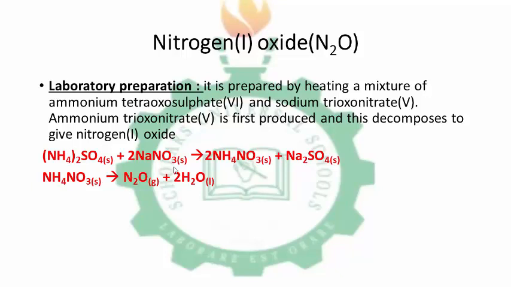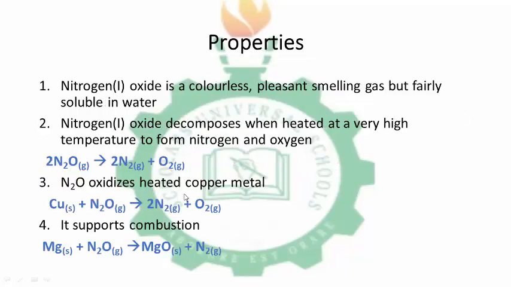Now nitrogen 1 oxide is prepared in the lab by the action of heat on ammonium trioxonitrate 5 salt. But the ammonium trioxonitrate 5 salt is first prepared by the action of heat on a mixture of ammonium tetrasulfate 6 salt and sodium trioxonitrate 5 salt. Now the ammonium tetrasulfate 6 salt reacts with the sodium trioxonitrate 5 salt, and the mixture is heated to form the ammonium trioxonitrate 5 salt. Now this ammonium trioxonitrate 5 salt is then heated to form the nitrogen 1 oxide and also some water molecules.